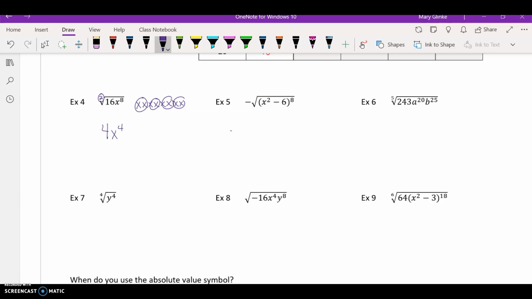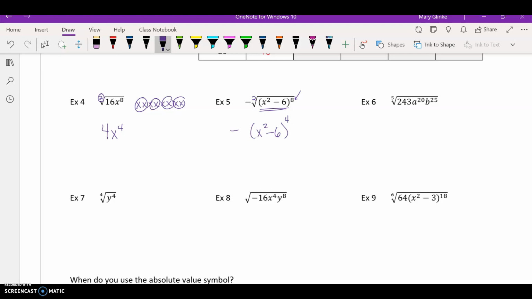So for this next one, the negative sign out in front is totally fine. We have x squared minus 6 to the 8th, and there's no way we want to multiply that all out. So instead we're going to view x squared minus 6 and just pretend that we have 8 of them. Once again, we're looking for pairs, so there would be 4 pairs of x squared minus 6. So we can leave our answer like that. We do not want to multiply those all out.